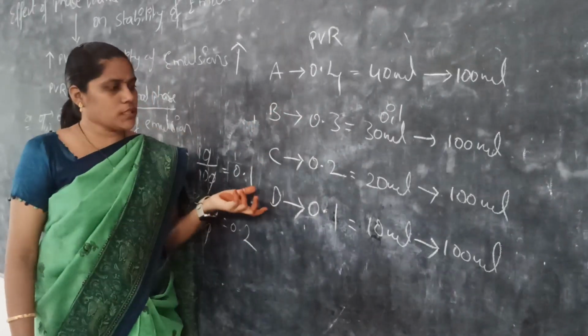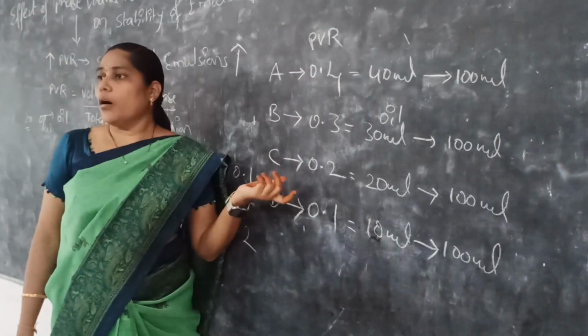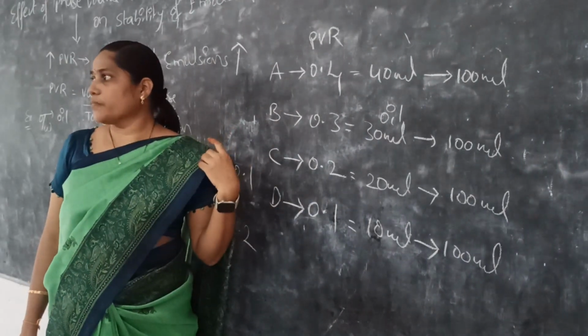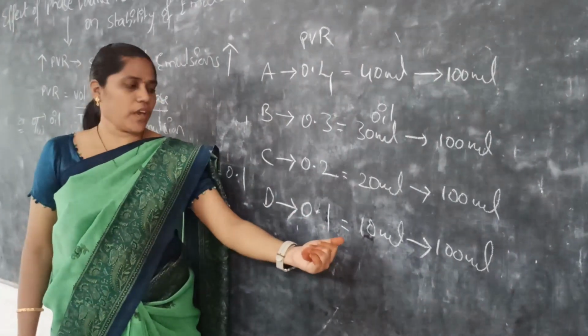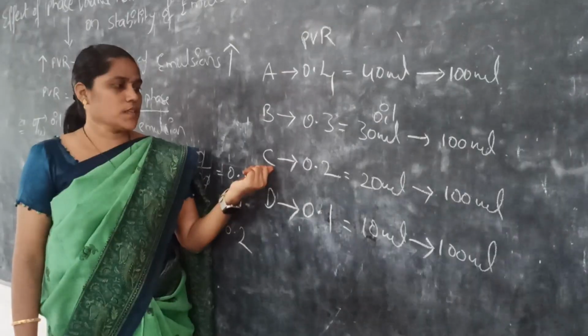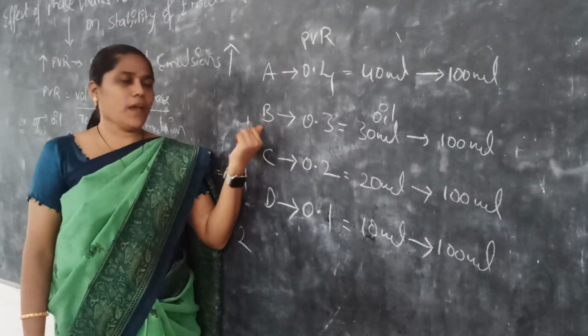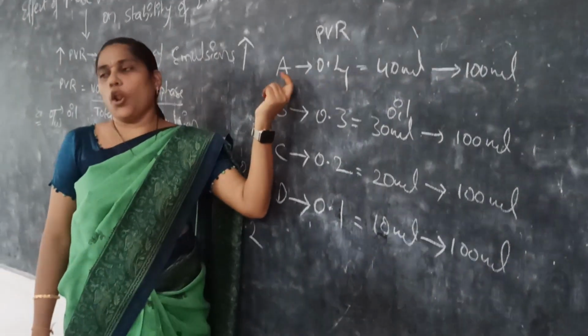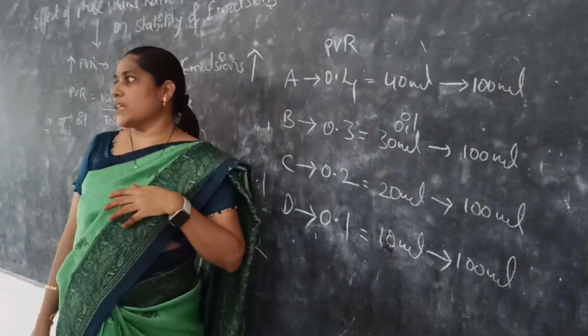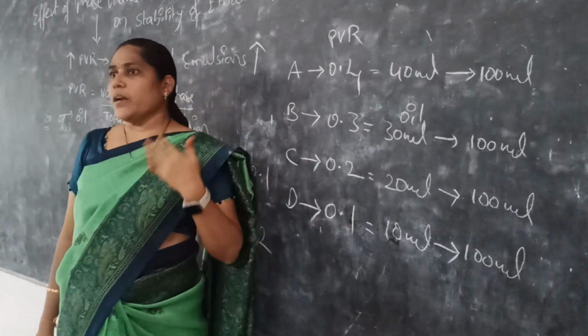So among these, which one shows the first phase separation? Emulsion D will show the first phase separation, and next C emulsion, next B emulsion. Finally, A emulsion takes a long time to show phase separation. So it is a time-taking procedure.